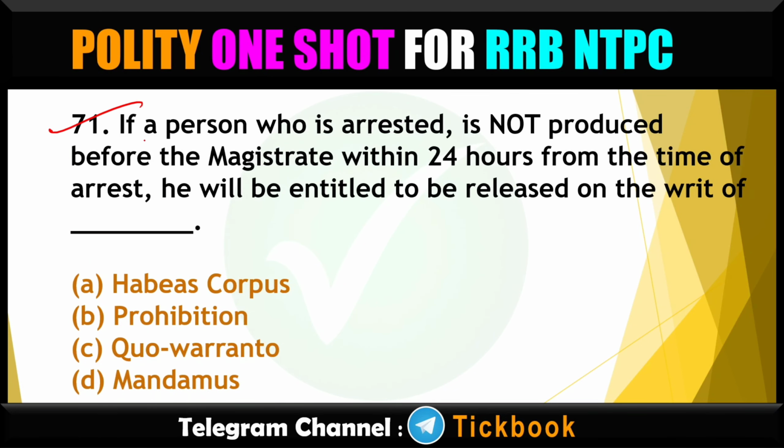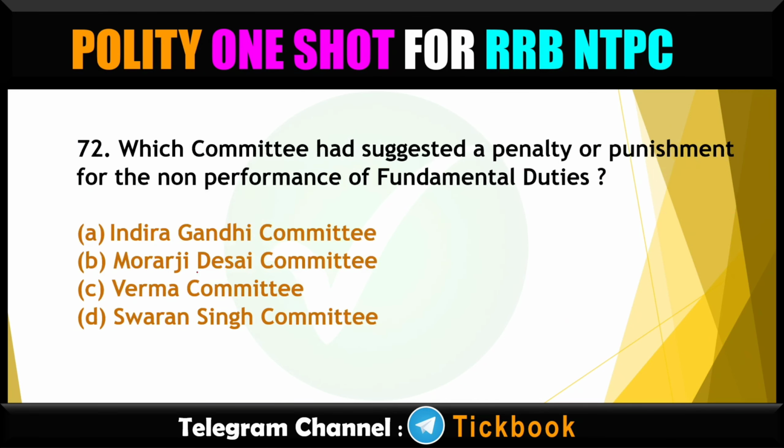Question number 71. If a person who is arrested is not produced before the magistrate within 24 hours from the time of arrest, he will be entitled to be released on the writ of, what is the name of the writ can issue Supreme Court? 71. Option number A is the right answer, habeas corpus.